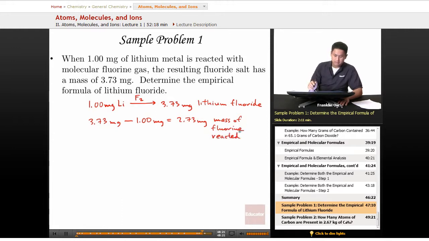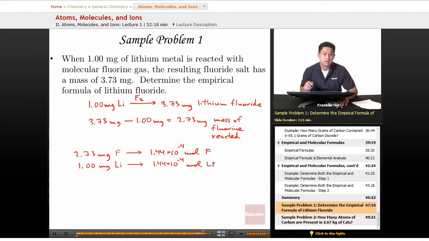Okay, so we got all of our masses now. Now let's get everything into moles. And so 2.73 milligrams of fluorine is going to become 1.44 times 10 to the negative 4 moles of fluorine. 1.00 milligrams of lithium is going to become 1.44 times 10 to the negative 4 moles of lithium.